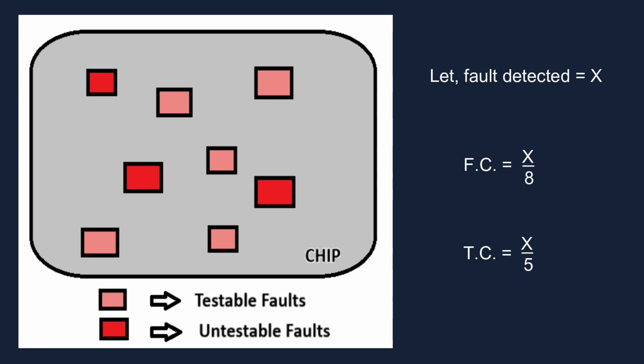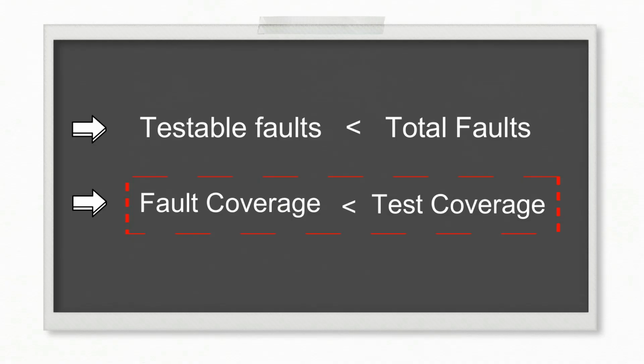In a real scenario, the number of faults and patterns is extremely large. Since the total fault count is always greater than the number of testable faults, we can conclude from the formula that fault coverage is always less than or equal to test coverage. This is a very important relationship between test coverage and fault coverage and is often asked in interviews.